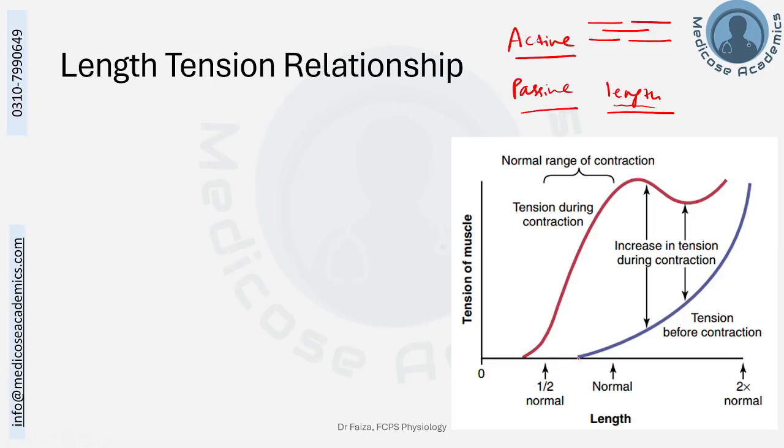If we look at the blue curve, as much as the length of the muscle fiber is increasing, the passive tension in the skeletal muscle fiber is increasing. And this is the tension that developed before contraction. Either you started your contraction at this point, or this point, or whichever point, the skeletal muscle fiber will be having some degree of passive tension inside.